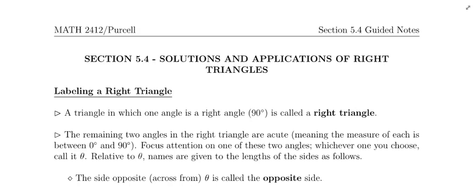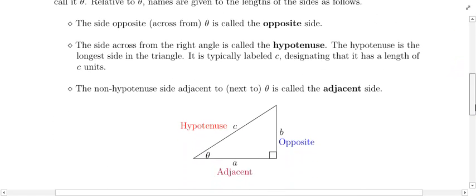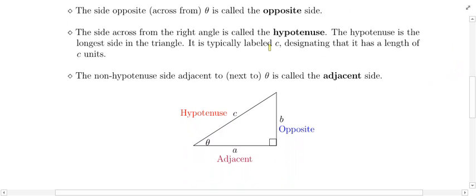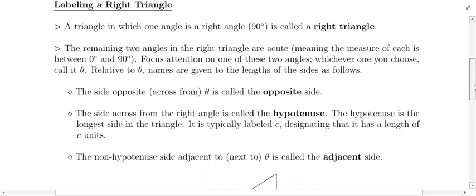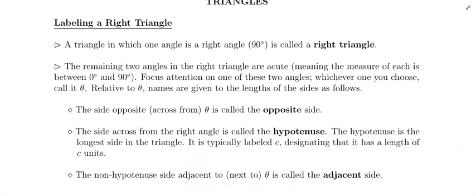A triangle in which one angle is a right angle, which is 90 degrees, is called a right triangle. If you scroll below, you will see that I have a little schematic of a right triangle. And remember, in a right triangle, you're going to see this little square, and that square or corner indicates that that particular angle is 90 degrees, and so the triangle is a right triangle. The remaining two angles in the right triangle are acute, which means that the measure of each angle is between 0 degrees and 90 degrees.